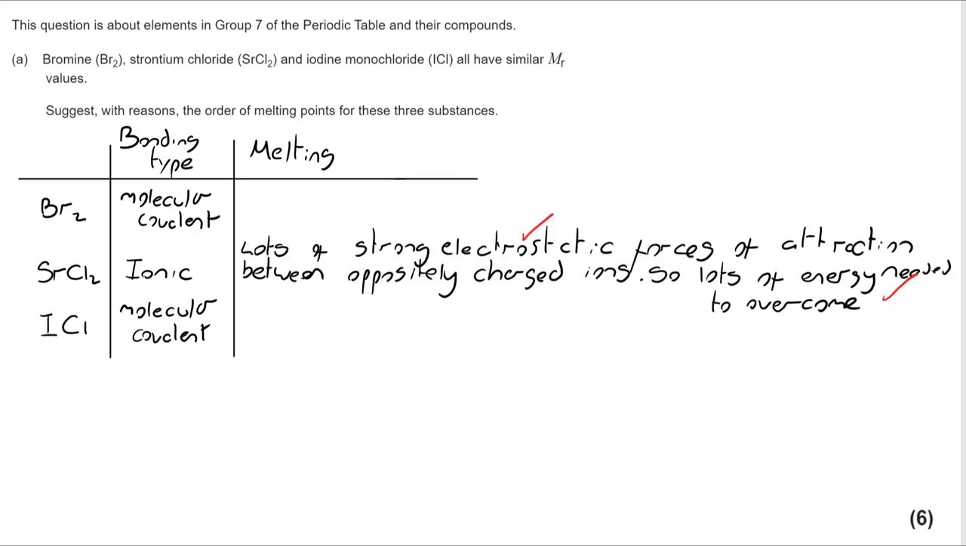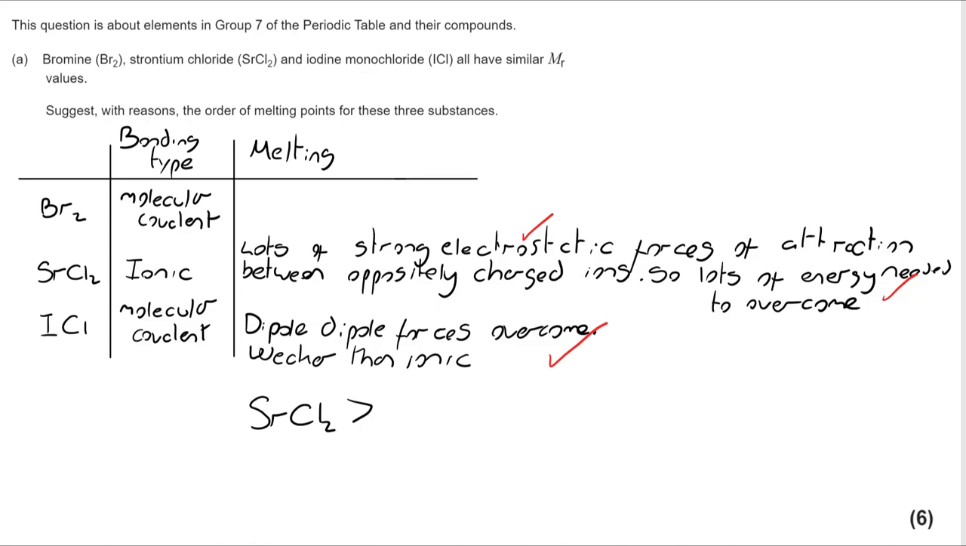For ionic, we can talk about the fact there are lots of strong electrostatic forces of attraction between oppositely charged ions, 1 mark. That means lots of energy is needed to overcome them. We've got our 2nd mark. And it also, because the other two are molecular covalent, means we know that that will be the highest melting point of the 3.